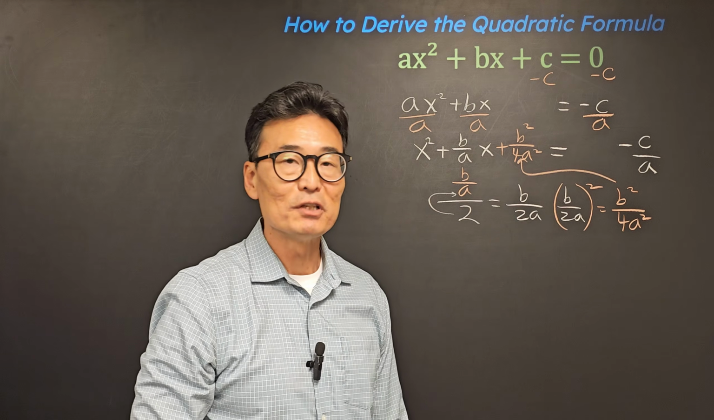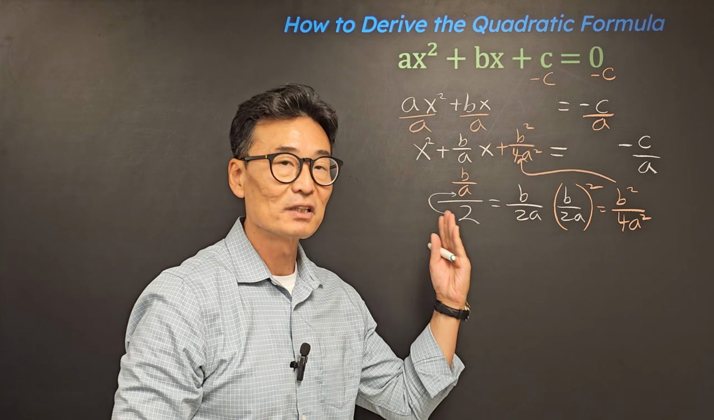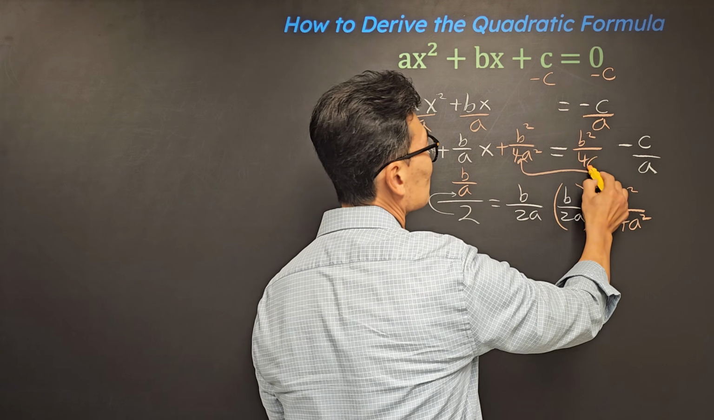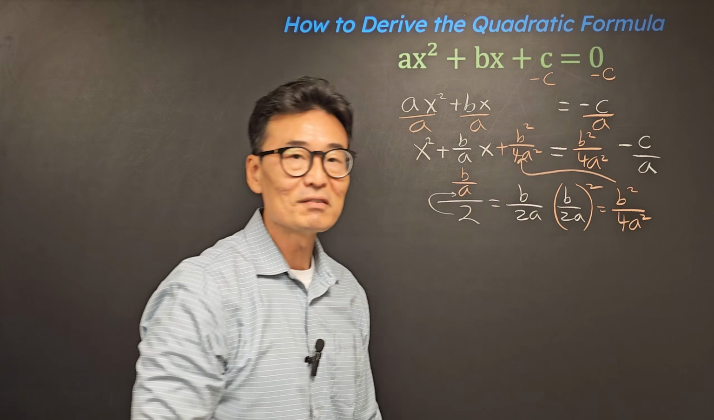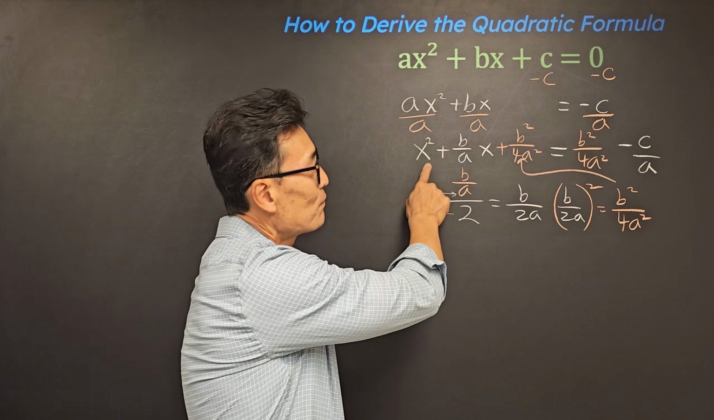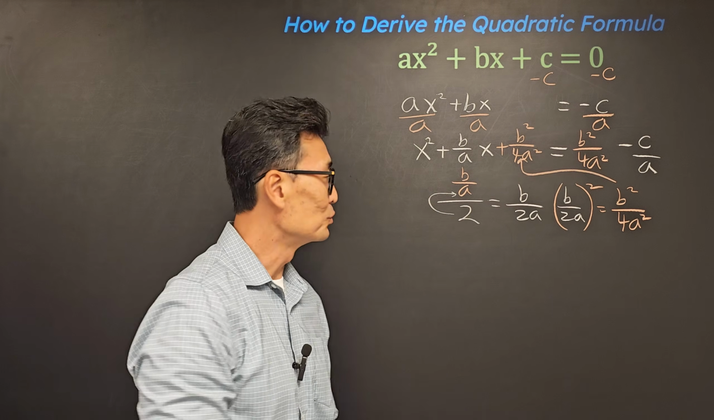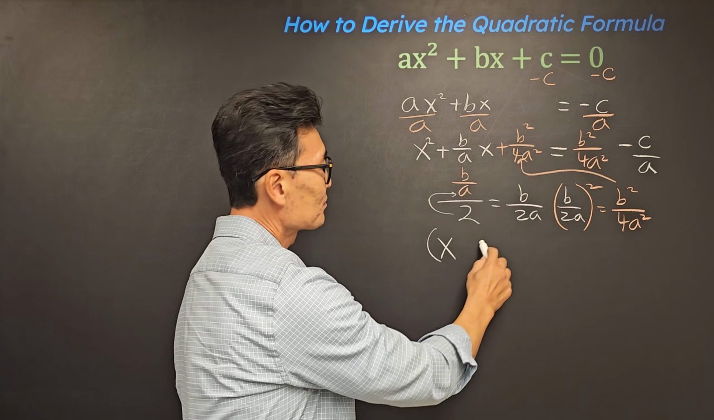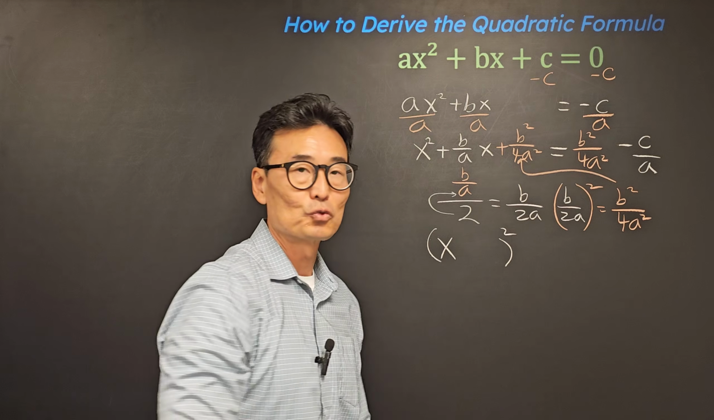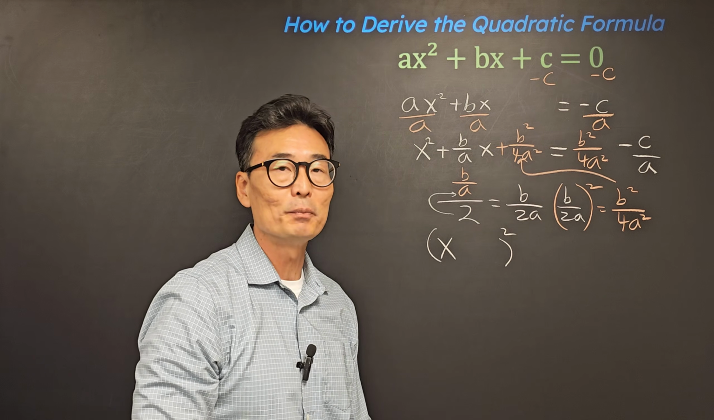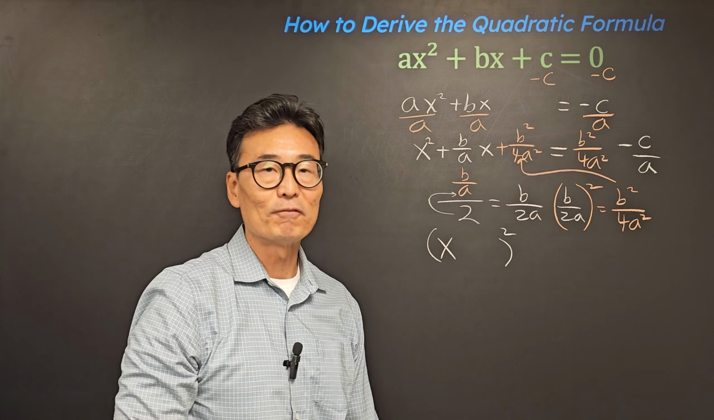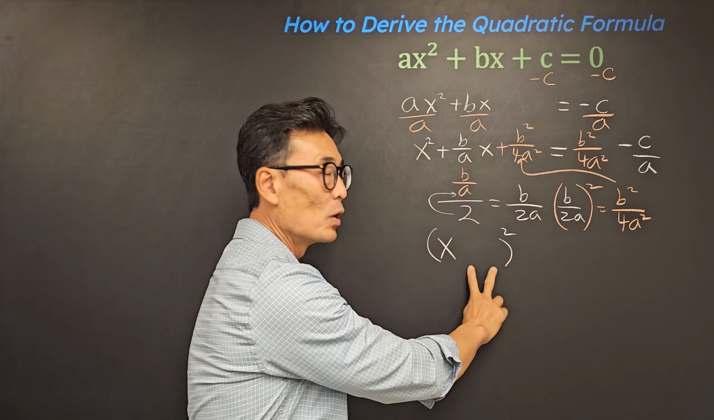We'll take that and put it in here. If you add b squared over 4a squared on the left side of the equal sign, we better do the same on the right side of the equal sign. Next, we're going to factor this left side, where it's going to be x something, in parentheses, squared. Since we're using the completing the square method, if we factor the left side, it's always going to be in that format. Only question is, what goes in here?